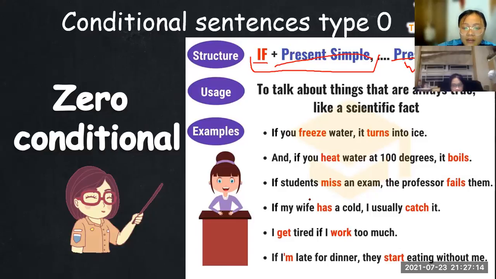Hoặc là gì? If a student misses an exam, the professor fails them. Nếu mà học sinh, sinh viên bị nhỡ không dự bài thi thì làm sao? Người dạy, giáo sư sẽ làm sao? Đánh cho họ bị trượt bài, không có bài mà. Hoặc là if my wife has a cold, I usually catch it. Là I get tired if I work too much. Ok, tương tự như vậy.